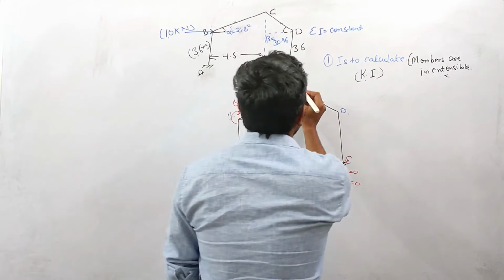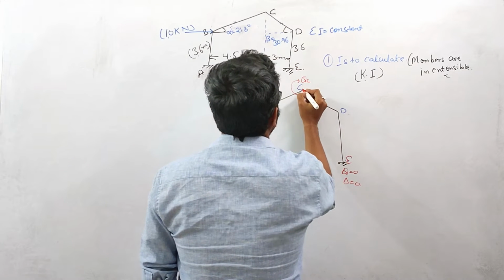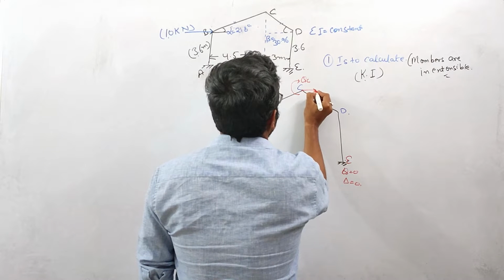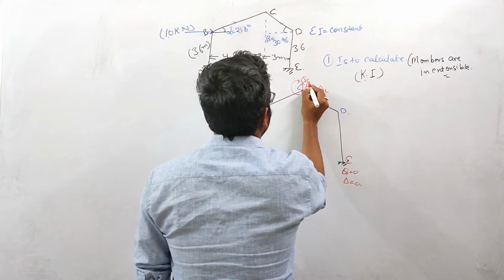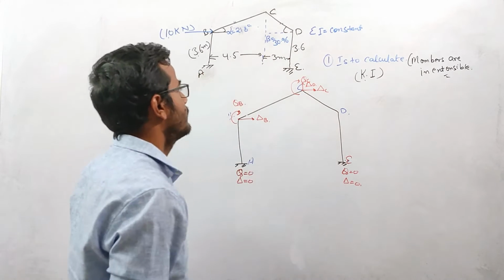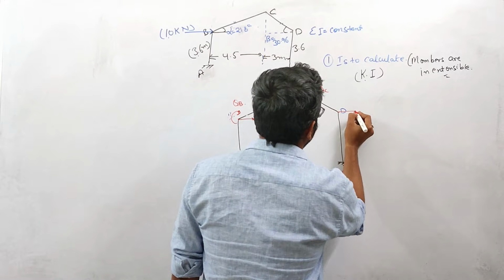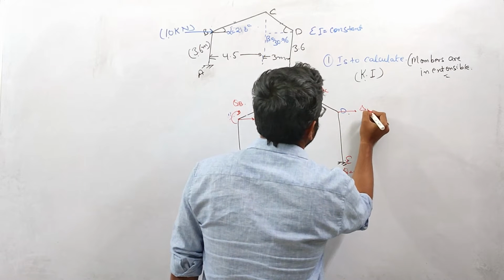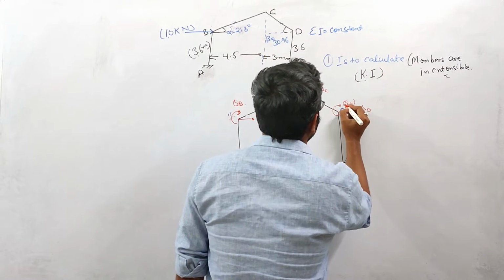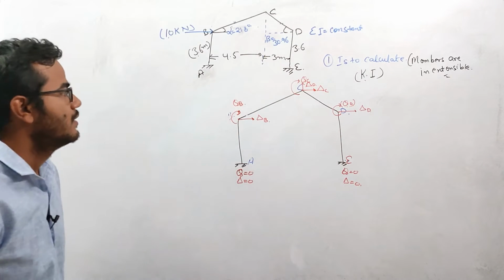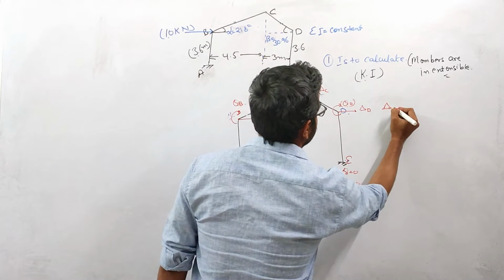Now let us come to this C point. At C there will be one theta C, one delta C, and one delta D. At this point D, this will move in the forward direction, and this is equal to delta D, and there will be one rotation theta D. This delta V and this delta D won't be equal.